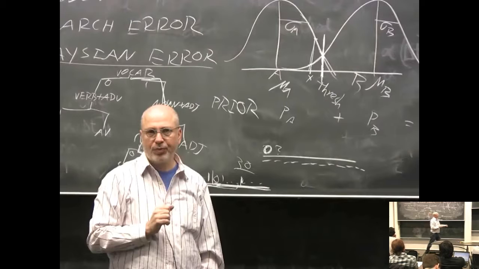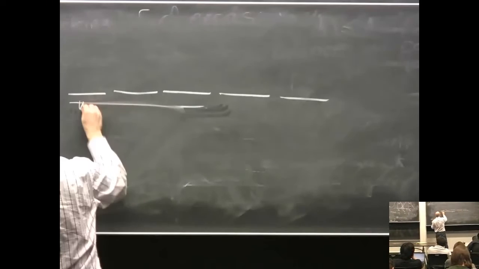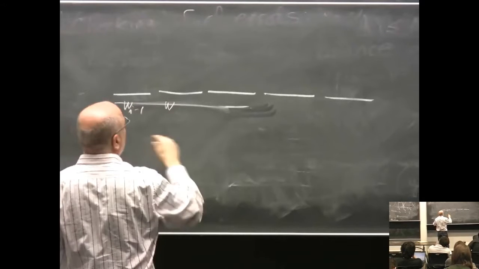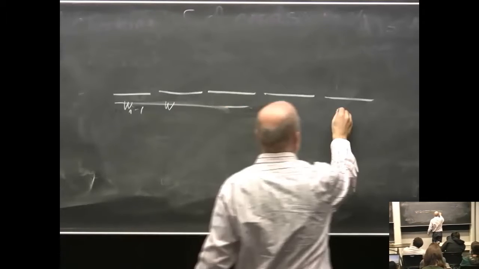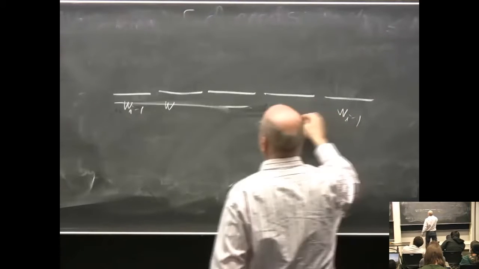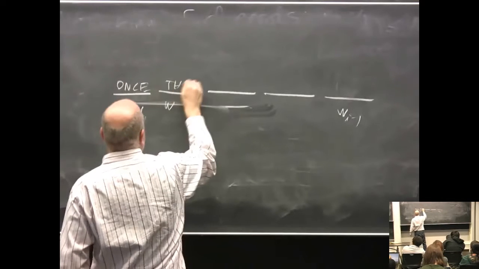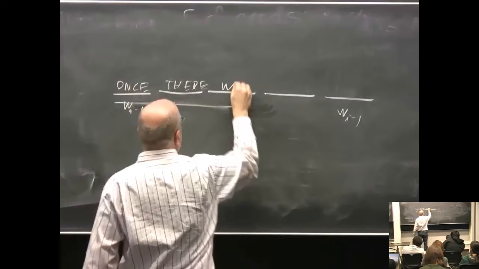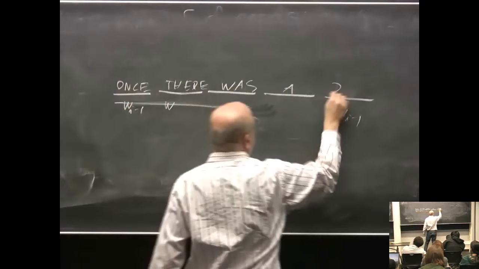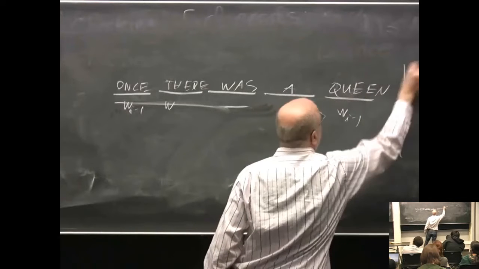And now, if your history is long, say this is word w_{i-1}, actually English is written left to right, so let's make w_{i-1} be here. Once there was a queen. And now you want to know about this word, and this is your history.